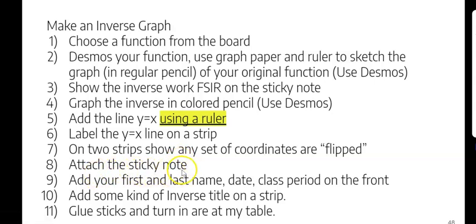Attach the sticky note on there. Remember, the sticky note has your inverse work on it, as well as your first and last name, the date, and class period, all on the front. Put all that on the front. I don't want to have to flip over to the back. Add some kind of inverse title, and glue sticks are on the table if you need them.